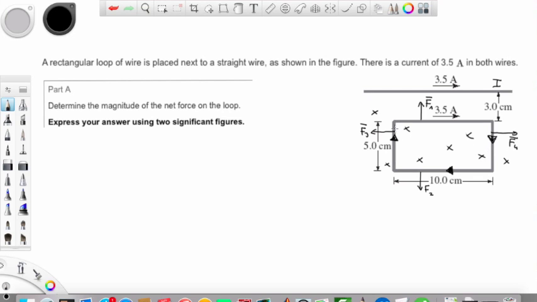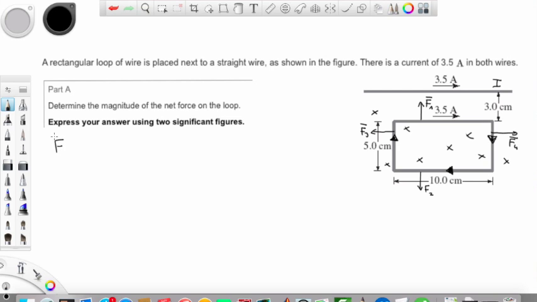But because these conductors are of the same length and they're equally far from this conductor, at every point these two forces cancel each other, so the net force of F3 and F4 is 0, so we don't have to worry about them. We only have to be concerned with the net force of F1 and F2.